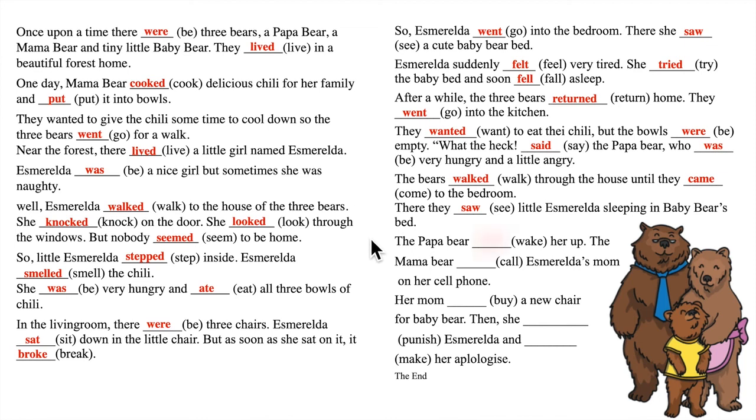The Papa Bear woke her up. The Mama Bear called Esmeralda's mom on her cell phone. Her mom bought a new chair for Baby Bear. Then she punished Esmeralda and made her apologize. What a nice story. The end.